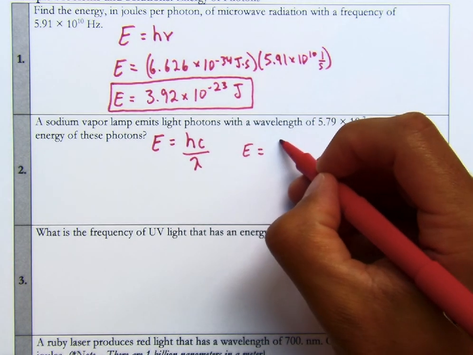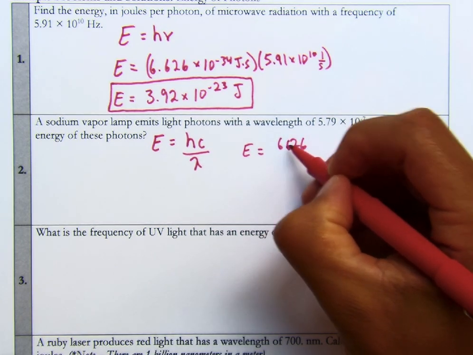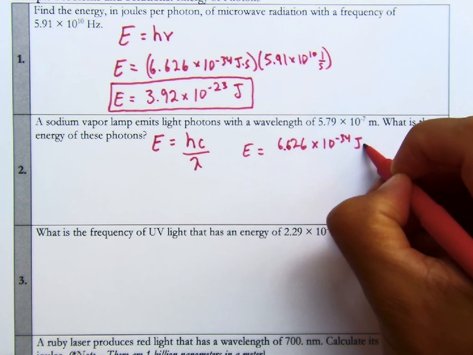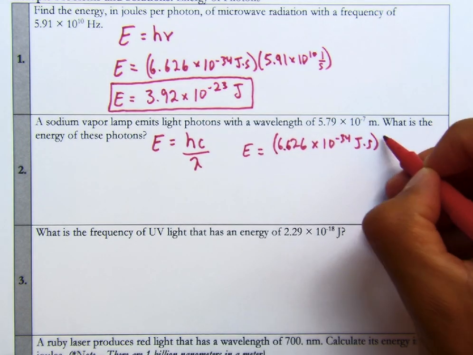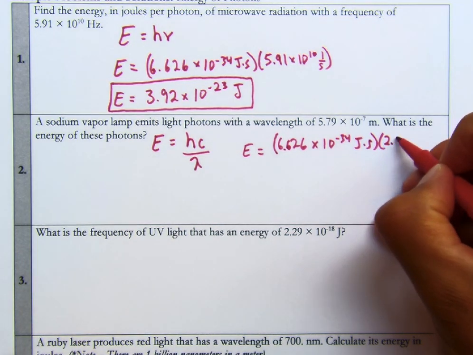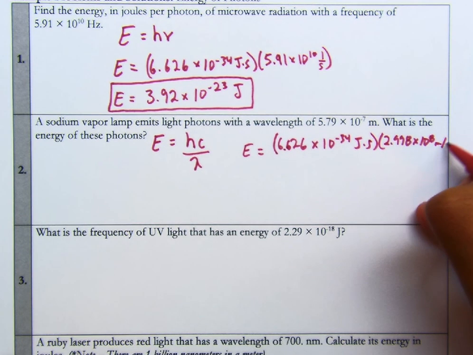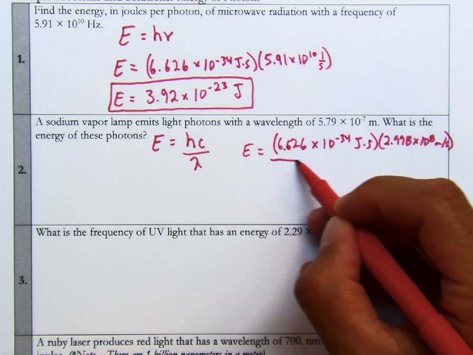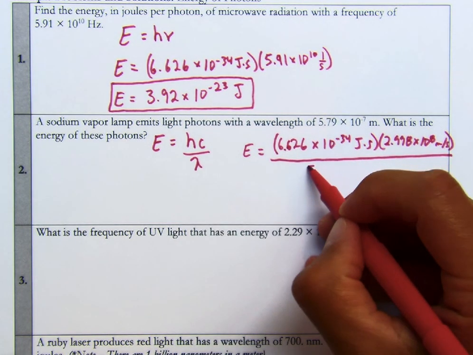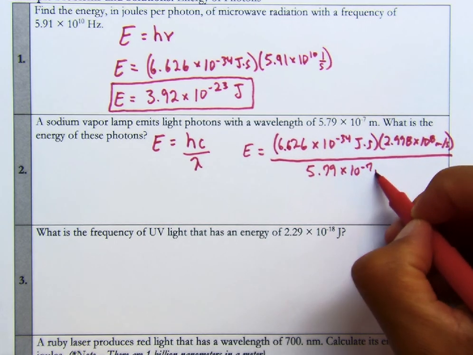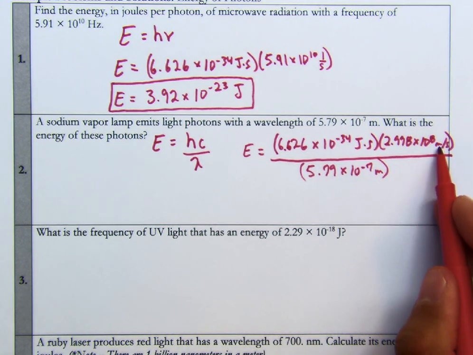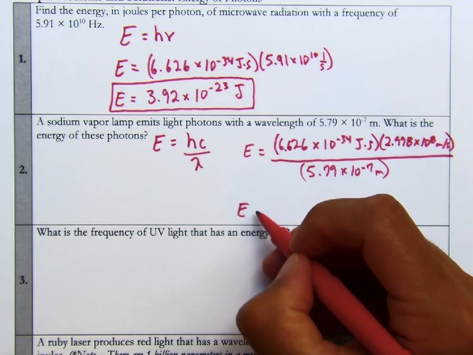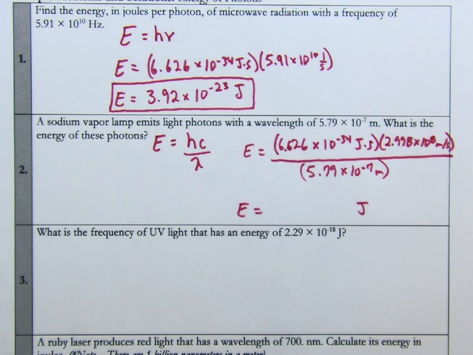So E equals h, which is Planck's constant, 6.626 times 10 to the negative 34 joule seconds. And then we're going to have c, the speed of light, 2.998 times 10 to the 8 meters per second. That's going to get divided by the wavelength, which is given here, 5.79 times 10 to the negative 7 meters. In terms of our units, meters divided by meters will cancel, seconds times inverse seconds will cancel, and again, E will give you a value in joules, which is a unit of energy.